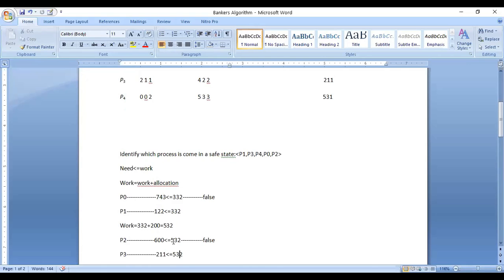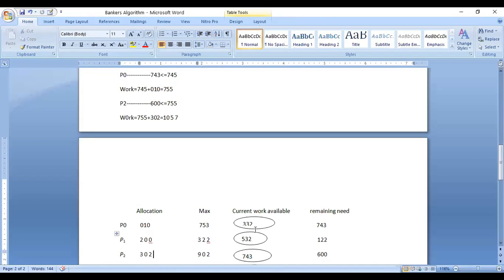So, see here. It was 332. Now in its place, what is the value here? After usage of P1, it will be executed. On completion of P1's execution, whatever resources it held, all of them will be released. So automatically the current work available, that is the available resources, will be increased to 532. Now what is the current work available? 532. Is it clear?